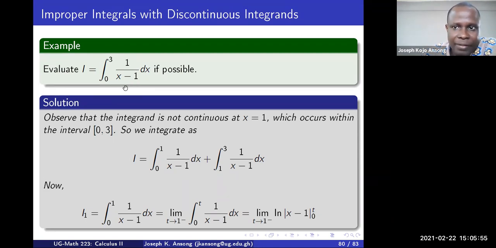So why is this an improper integral? It is improper because at x equal to 1, this function, our f of x, 1 over x minus 1, blows up. It goes to infinity at x equals 1. And 1 lies in this interval. You see, this is from 0 to 3. 1 lies in that interval. And at 1, this guy goes to infinity. Okay, so that is why this is an improper integral.